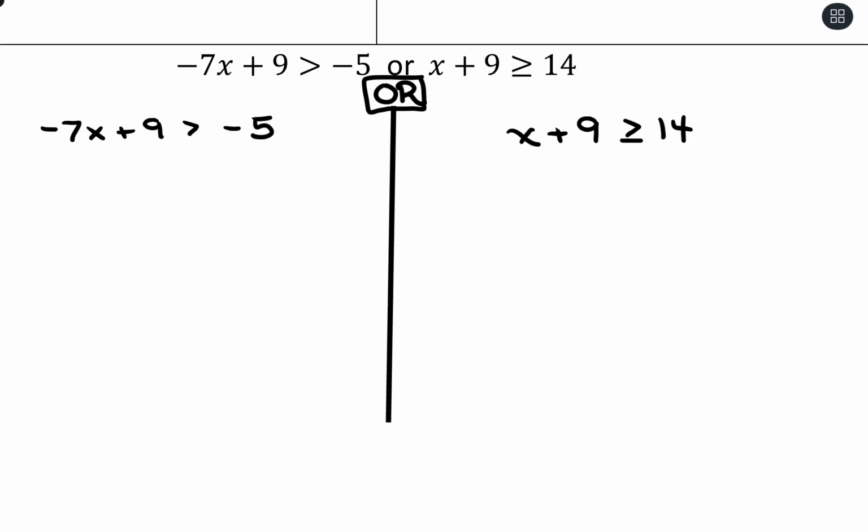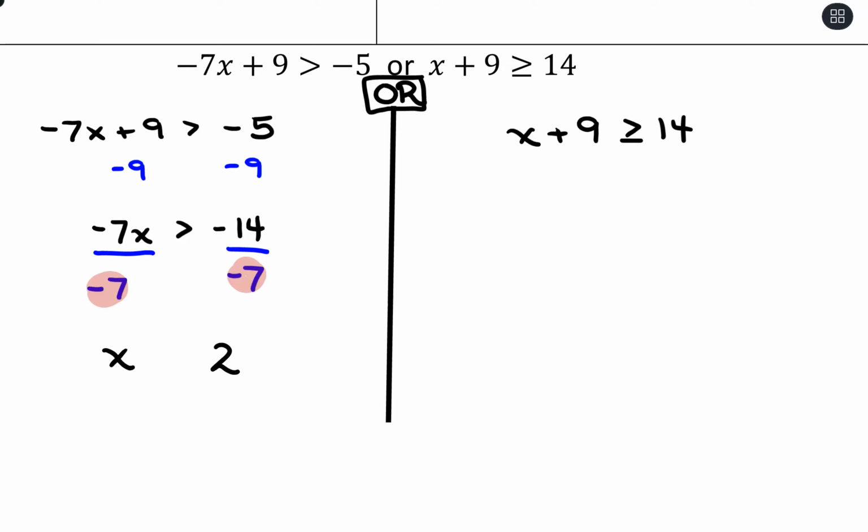So, on this left-hand side, let's go ahead and subtract 9 from both sides. So we have negative 7x is more than negative 14. And then we're going to divide both sides by negative 7. And we're dividing by a negative, so I need to flip the sign. So I'm going to have x, negative 14 divided by negative 7 is a positive 2, but instead of more than, it's now going to be less than.